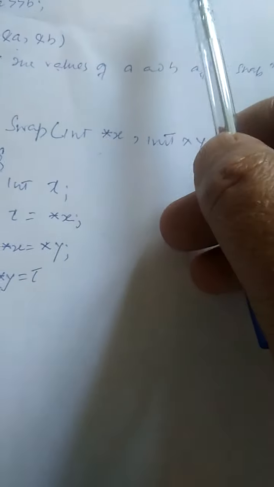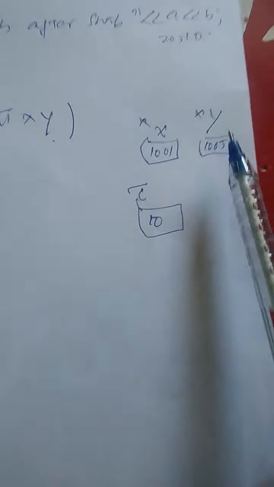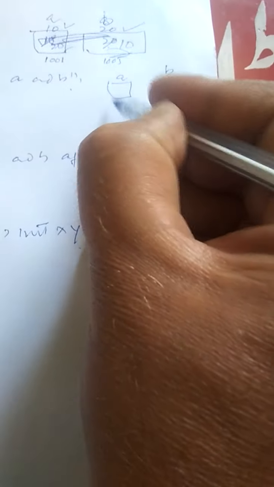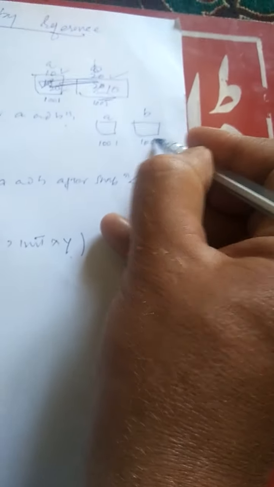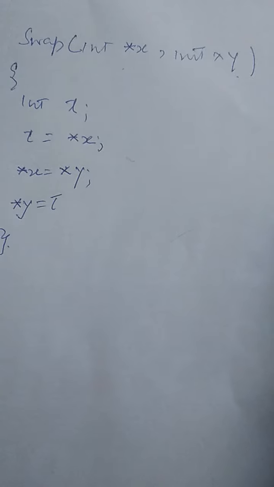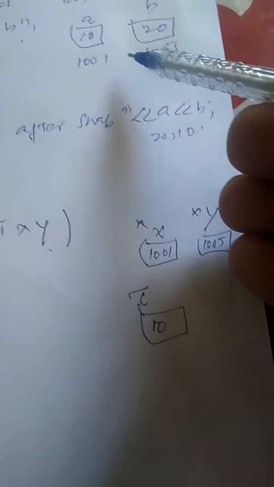Now a new value will come in, that is the value at the address y. The value at the address y, y contains 1005. Let us see, this is our a and this is our b. You may be confused over here. This is 1001, this is 1005. So this is 10, this is 20. Initially t becomes a normal variable. What will come in it? The value which is stored at the address x. What is at address x? 1001. What is stored at 1001? That is 10. The 10 will be stored in t over here.